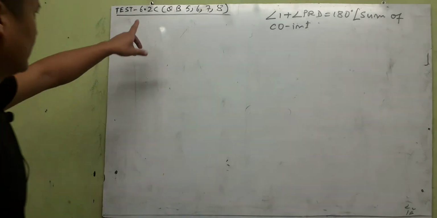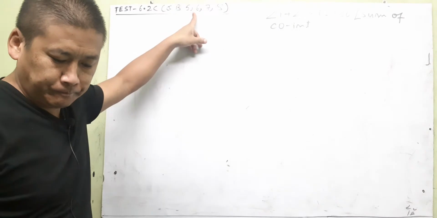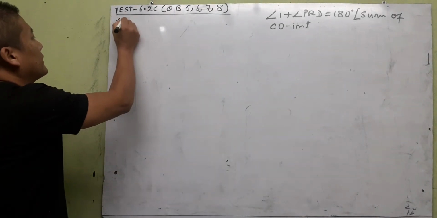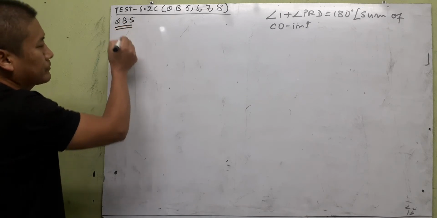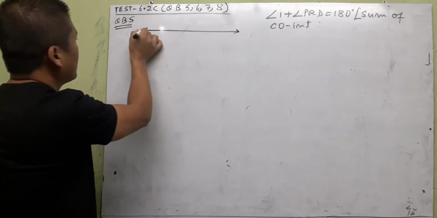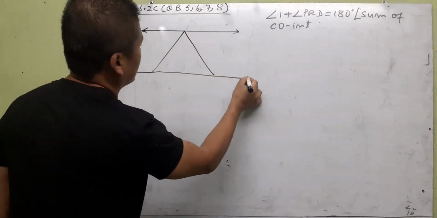Okay, so let us do this test here, 6.2C, these questions, class 9 maths. If you go to your textbook, page 113, you'll find that. So let's start with B5. There a diagram is given to us, so let's just draw that first. By looking into the text, here is a triangle and a baseline is there.